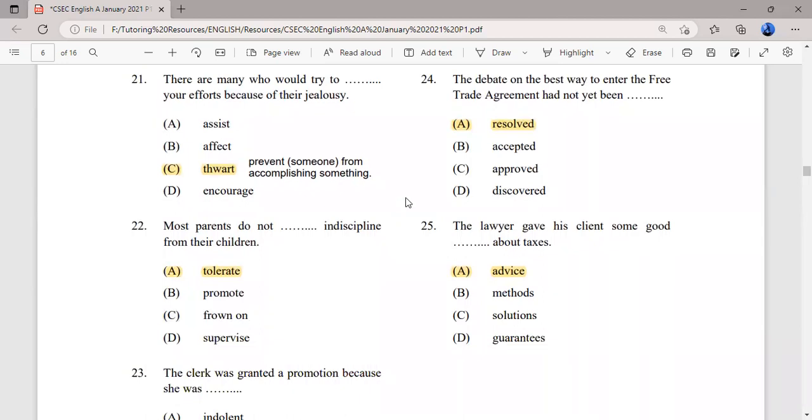Number 22. Most parents do not dash in discipline from their children. We have A, tolerate, which we already see is highlighted. B, most parents do not promote indiscipline from their children. Kind of an awkward sentence. Most parents do not frown on. We know that that's not true. Most parents do not supervise indiscipline. Awkward sentence. So the best choice is tolerate.